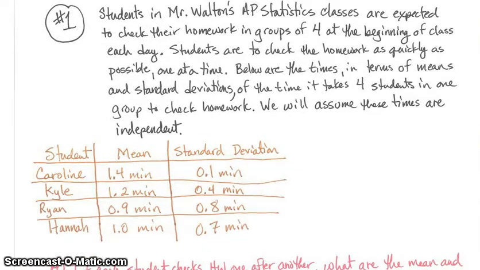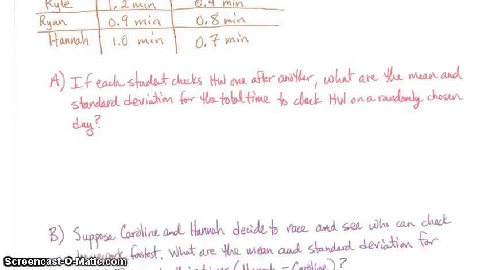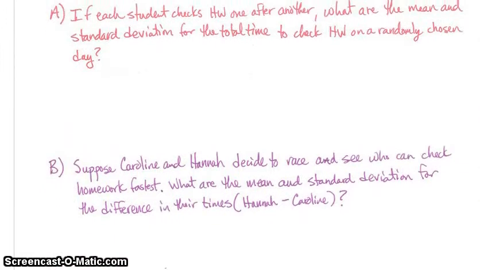Students in Mr. Walton's AP Statistics classes are expected to check their homework in groups of 4 at the beginning of class each day. You can read the rest. I've given you an outline, means, and standard deviations for Caroline, Kyle, Ryan, and Hannah. What question is being asked? If each student checks homework one after another, what are the mean and standard deviation for the total time? That's the key, the total time.